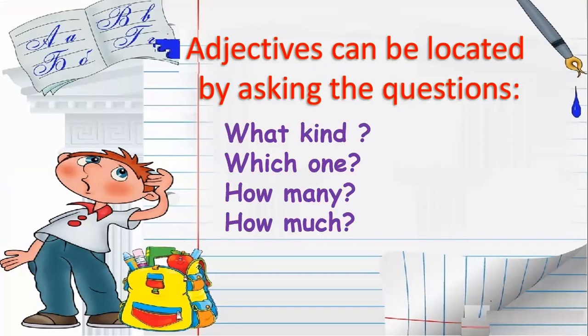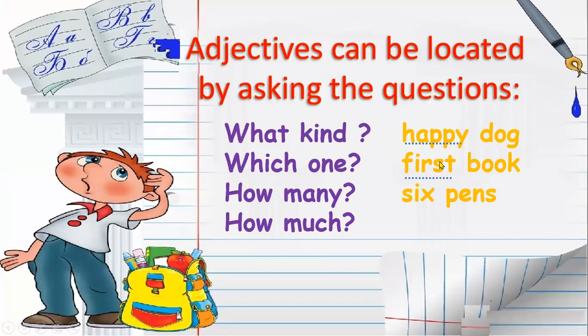Okay. So how can we identify adjectives, for example, in a text? You can ask questions. What kind of dog? Happy dog. So that's how we can find out that's an adjective. For example, the next one, first book. Which book? Which one? First one, yeah? The word first is an adjective.